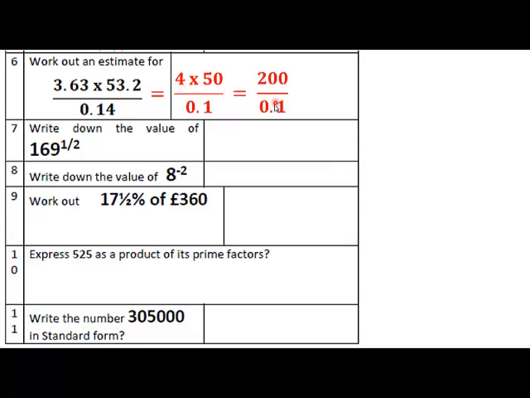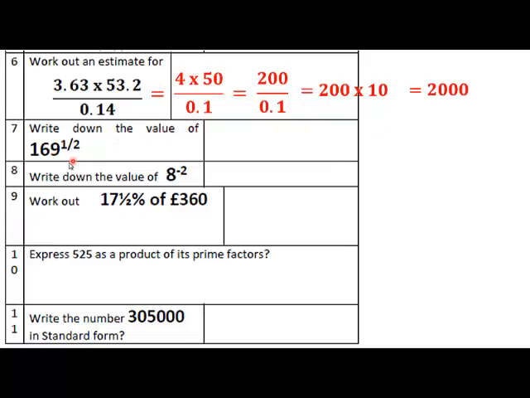4 times 50 is 200. When you're dividing by 0.1, remember I said think about it as money. 0.1 is 10p. There are 10 10p's in a pound. So I need to times by 10. 200 times 10 is 2,000. And that's my result there.